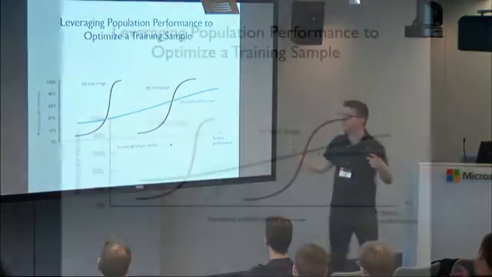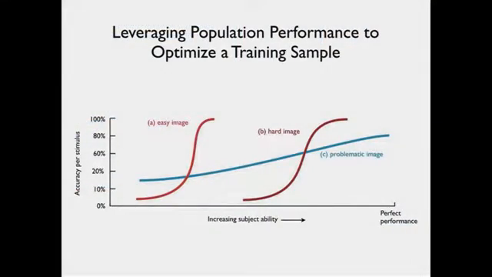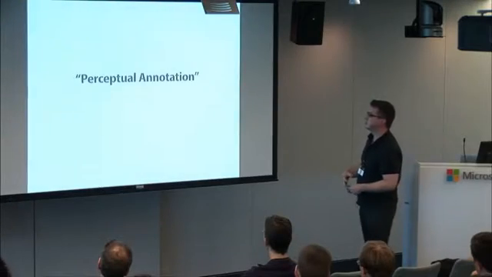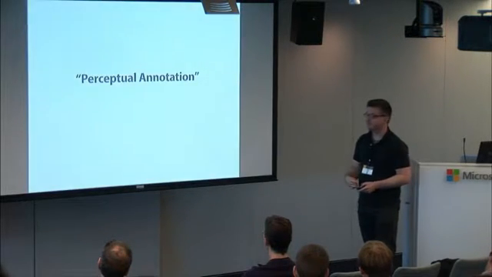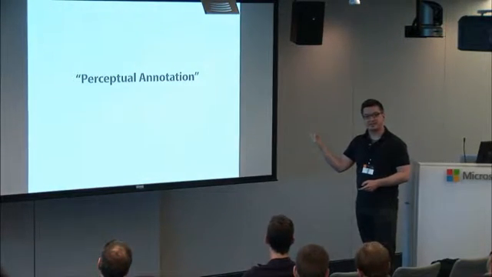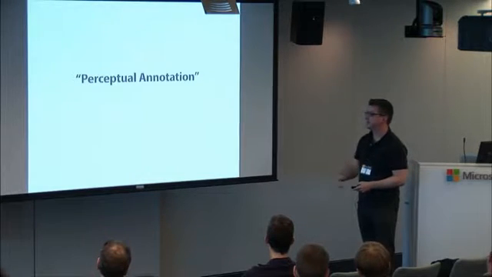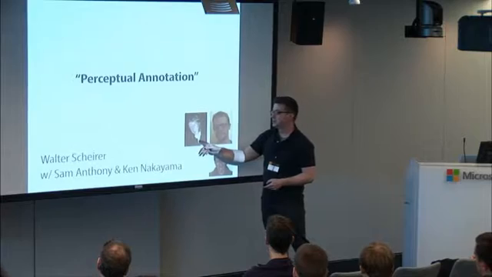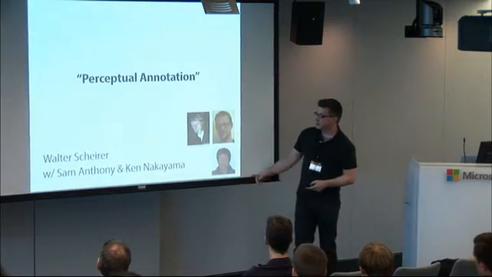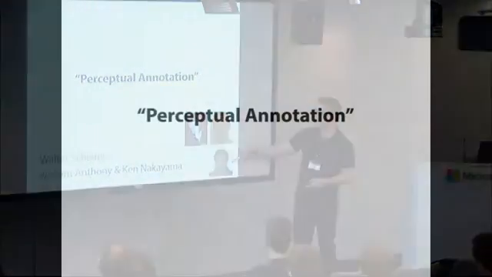So the whole gist of all of this is, can we take this wealth of stuff that psychologists have developed over hundreds of years and figure out a way to put it into machine learning? So that's what we've called perceptual annotation. Again, you have to give things names if you want them to have a real life. And this is work that was primarily done by my postdoc, Walter Scheirer, in collaboration with Ken Nakayama in psychology and his grad student, Sam Anthony.